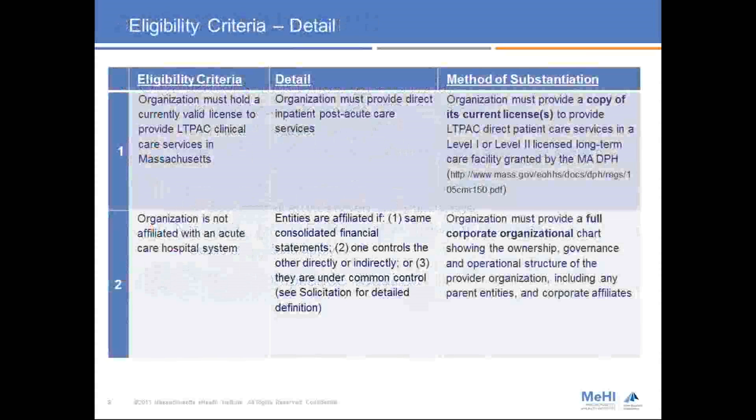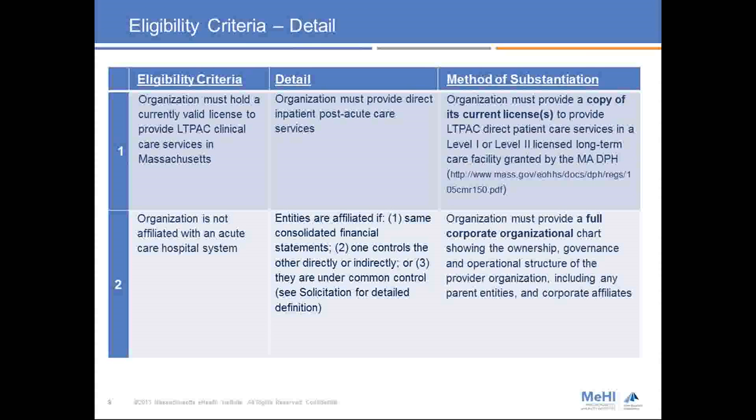The first criteria for eligibility is that the organization must hold a currently valid Level 1 or Level 2 license for long-term care facility or unit granted by the Mass Department of Public Health. MIHI recognizes that the term long-term post-acute care often includes a wide array of care services and settings, including nursing homes, assisted living facilities, senior housing with services and supports, home health, and hospice. However, to be eligible for this solicitation, an organization must have at least one Level 1 or Level 2 long-term care facility or unit licensed by the Mass Department of Public Health. A copy of that Level 1 or Level 2 license must be submitted with the application.